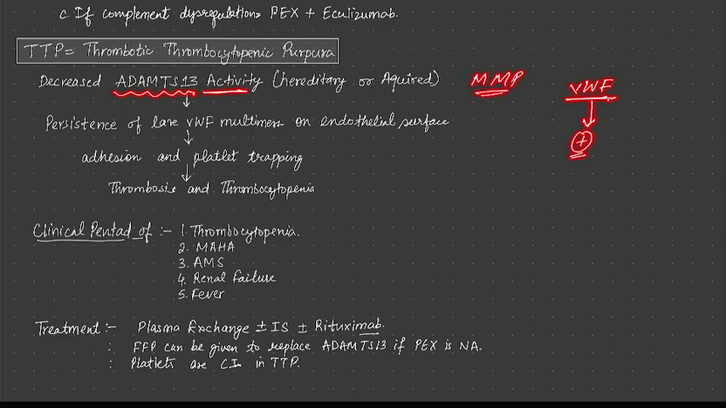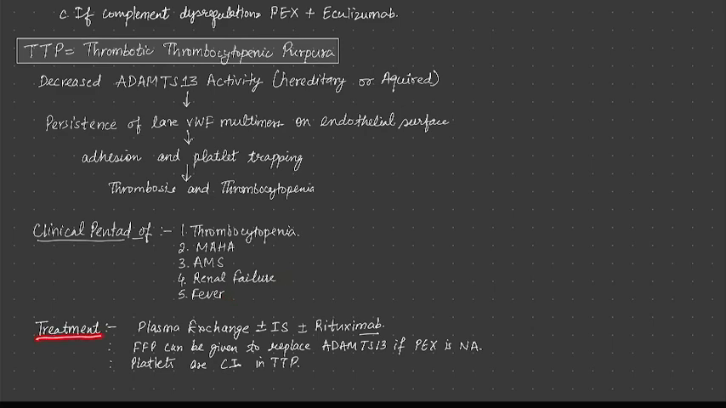But if there is decreased ADAMTS13 activity, there will be persistence of large VWF multimers on endothelial surface, and there will be excessive platelet adhesion, trapping and activation. It will cause thrombosis. Excessive use of platelets will cause thrombosis, and it will result in thrombocytopenia. Clinically, there will be a pentad of thrombocytopenia, microangiopathic hemolytic anemia, altered mental status, renal failure, and fever.